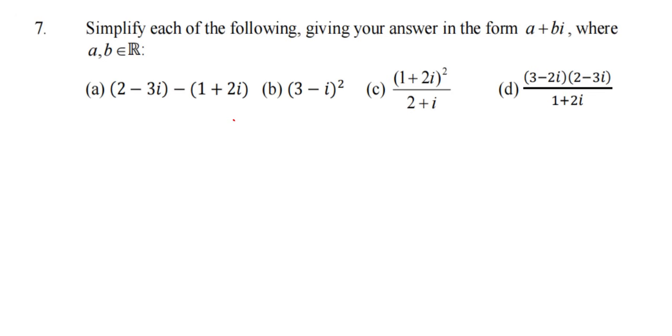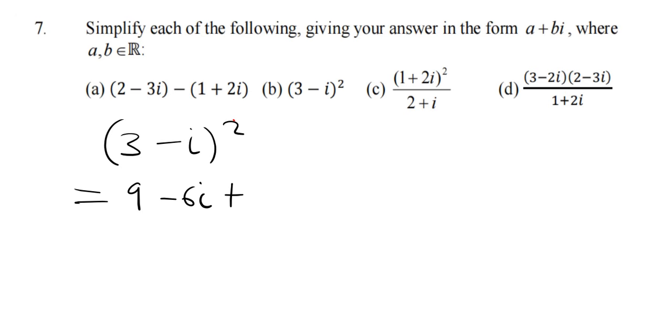Then we come to b. For b, we've got 3 minus i, then there's a square outside. So we solve just the way we solve when we're expanding. 3 squared, that would be a 9. 2 multiplied by 3, that is a 6, and a 6 multiplied by i, I'm going to have negative 6i. Then the i will be squared. I'm going to have negative i squared, which will give us positive i squared.